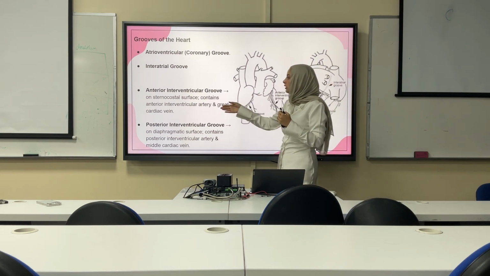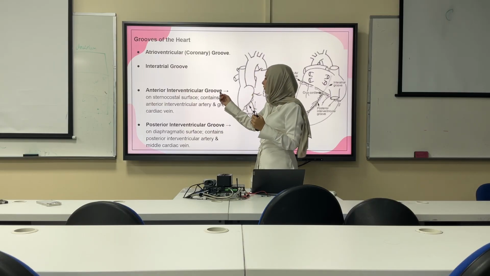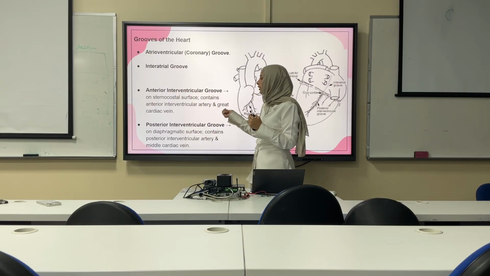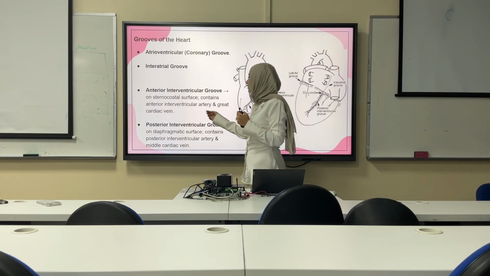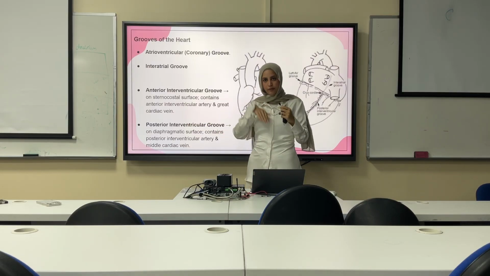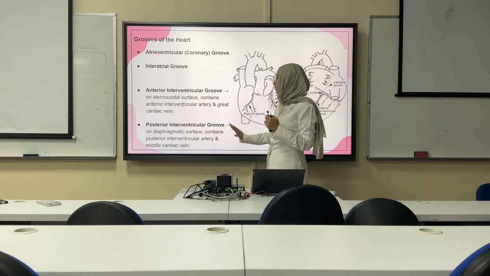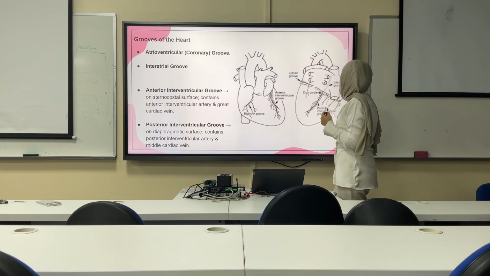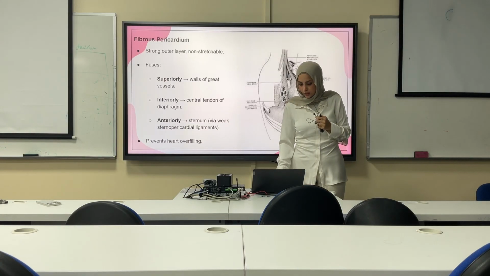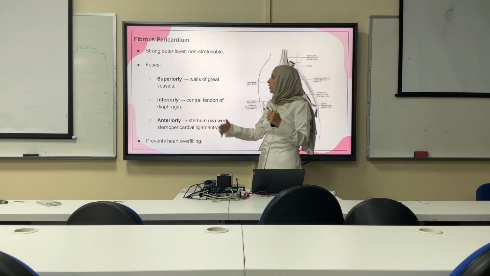The anterior one is on the sternocostal surface. It contains the anterior interventricular artery and great cardiac vein. And then we have the posterior interventricular groove on the diaphragmatic surface, from below. It contains the posterior interventricular artery and middle cardiac vein. Yeah, that's it.